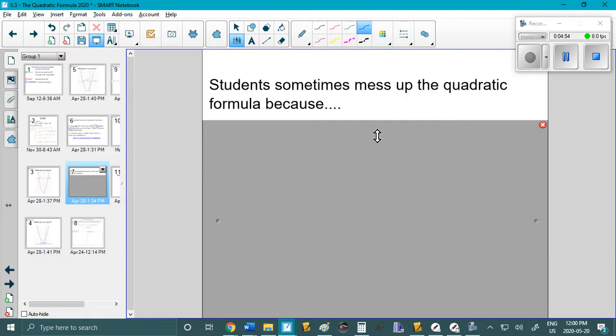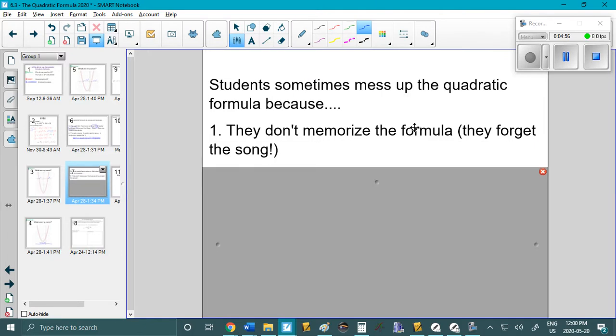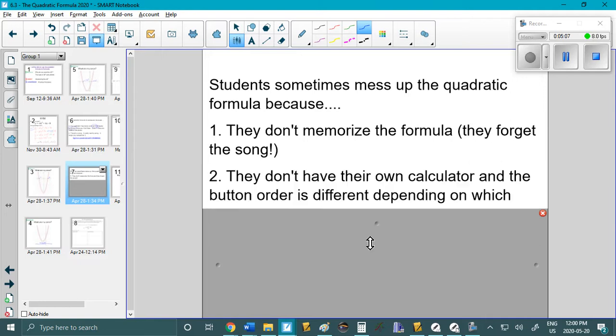Students sometimes mess up the quadratic formula because they don't memorize it. You need to memorize this. I don't know that we'll have an exam this year. It looks like we probably won't, because they announced yesterday that schools don't go back. But next year it'll be assumed that you know it, so know it.